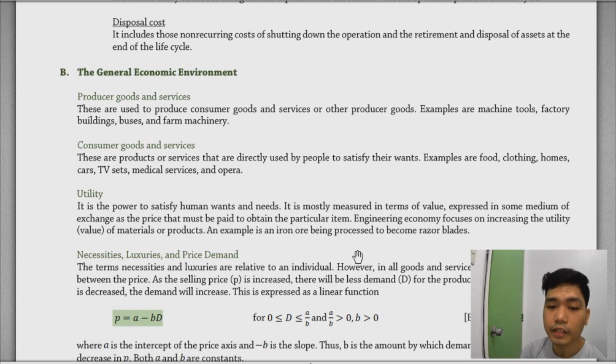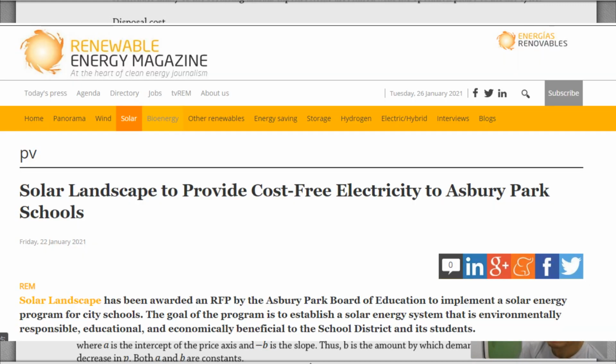Now it says here that engineering economy focuses on increasing the utility value of materials, and that is one of the best reasons why we should study this engineering economy, because we want to live in a world where the utility is almost free. Take for example, some other countries are actually having their utilities free. I mean, I don't know.